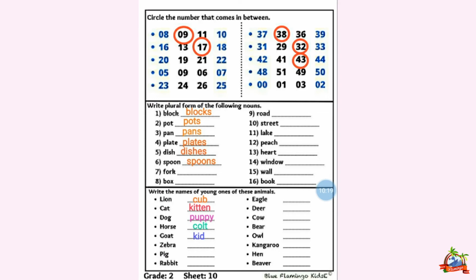Dish. D I S H. Dish means मतलब हम जिसमें खाना खाते हैं, बर्तन, उसको हम डिश भी कहते हैं. ओके. और एक डिश होता है जो हम कहते हैं जैसे स्वीट डिश, जो हम खाना खाते हैं हम उसे भी डिश कहते हैं. डिशेस. It will become dishes. We will add ES. इसमें हम ES add करेंगे. D I S H E S. Dishes.